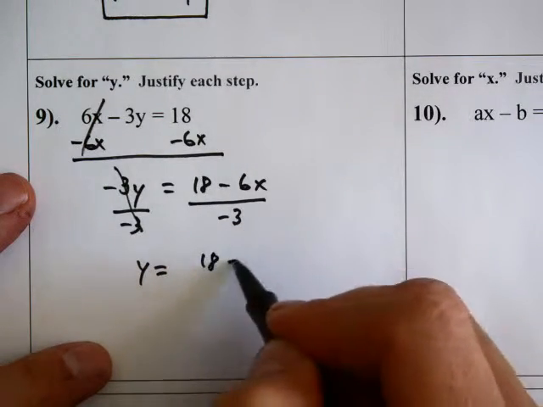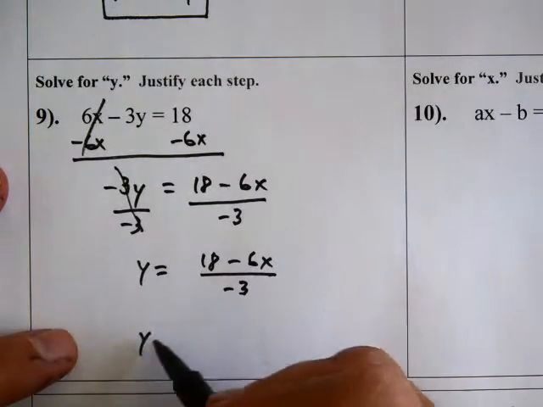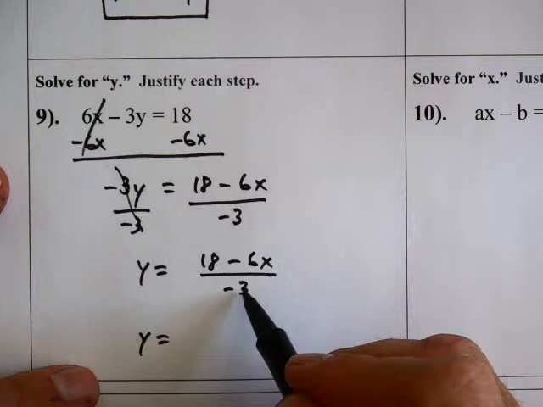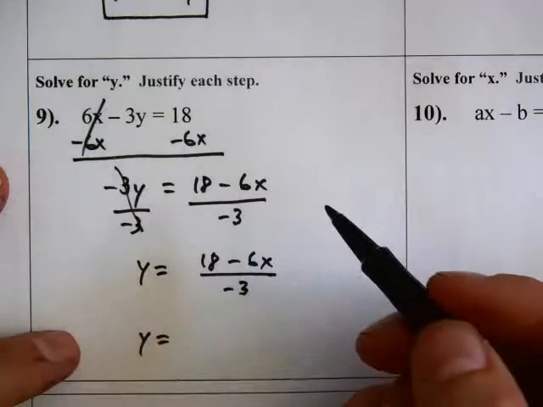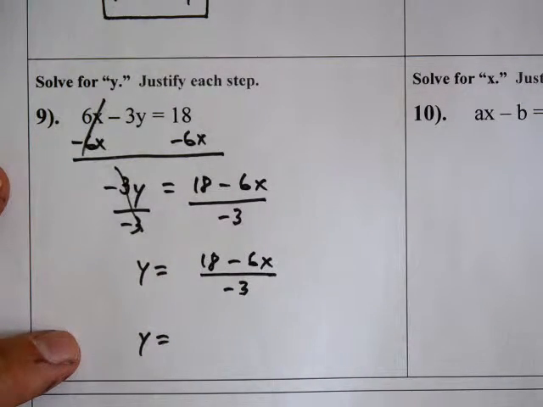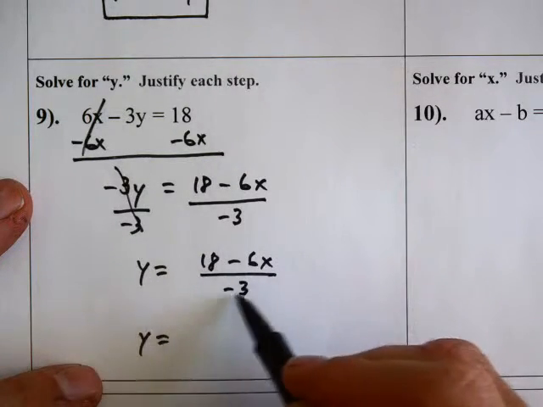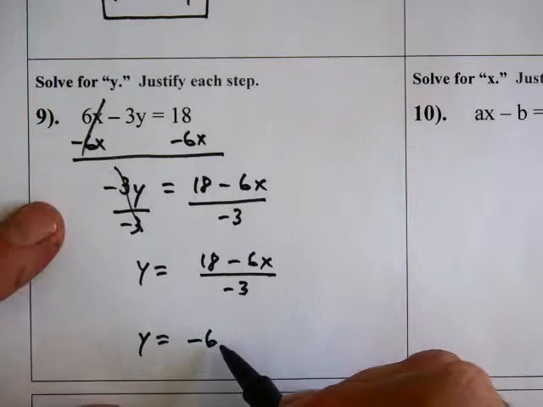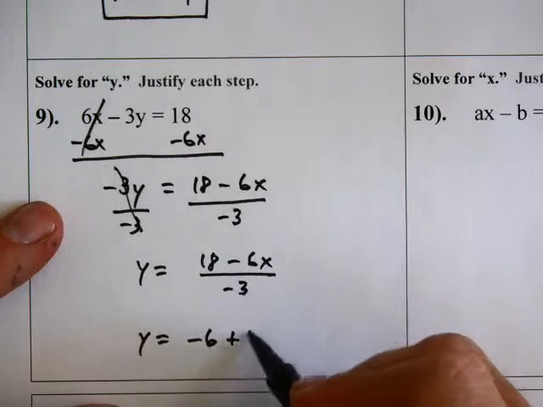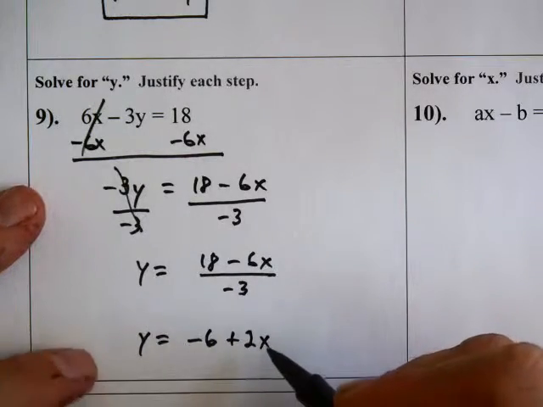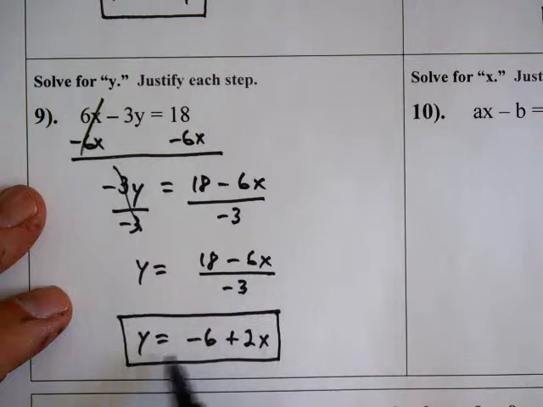Now, technically, this is a correct answer. But whenever you have one number, I call it a monomial, under two separate ones, called a binomial, then you can do division. So, in other words, what's 18 divided by -3? Well, that's -6. And what's -6 divided by -3? That's +2. But we got the x back on there. And yeah, that's tough stuff, no doubt. But the y is by itself.